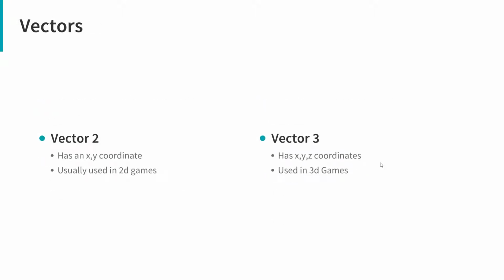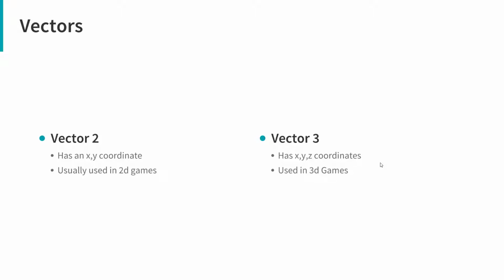And then vectors. So in Godot, they have what are called vectors, which are useful, obviously. And you have vector 2s and vector 3s. So a vector 2 is just like an XY coordinate, right? So it's just a 2D plane, like 2D games, right?